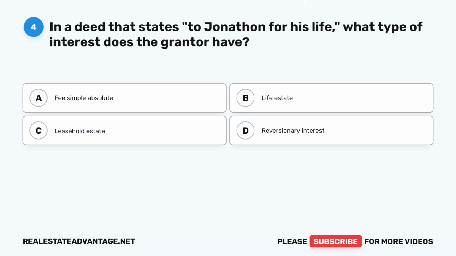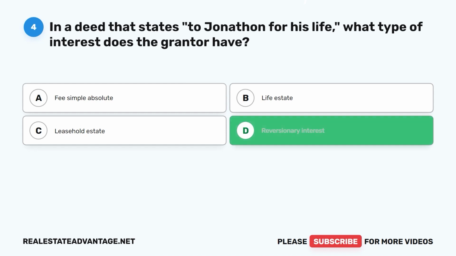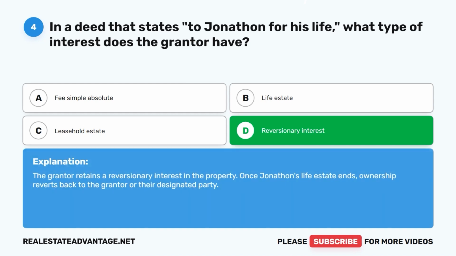Question 4. In a deed that states to Jonathon for his life, what type of interest does the grantor have? A. Fee simple absolute. B. Life estate. C. Leasehold estate. D. Reversionary interest. The correct answer is D. Reversionary interest. The grantor retains a reversionary interest in the property. Once Jonathon's life estate ends, ownership reverts back to the grantor or their designated party.